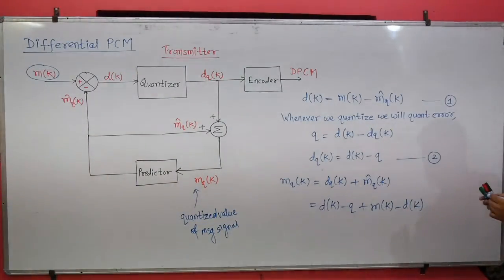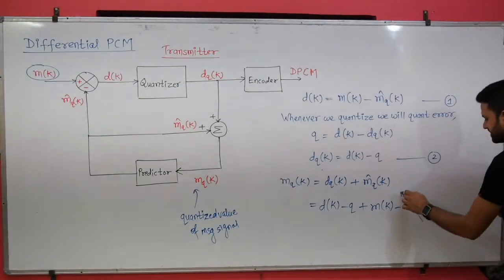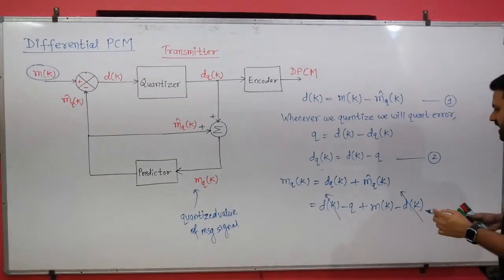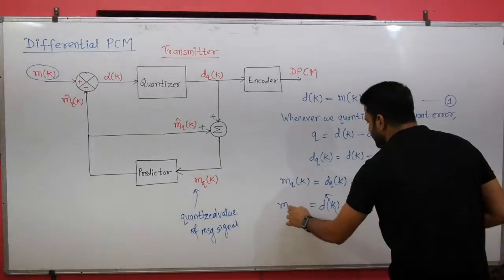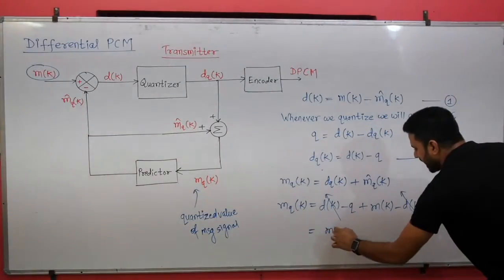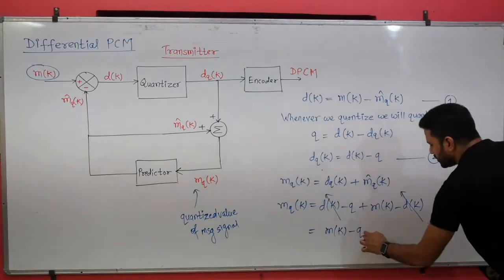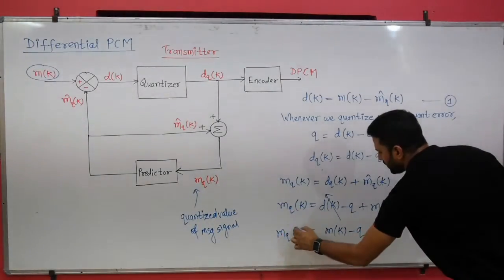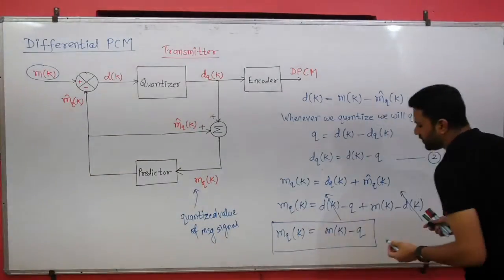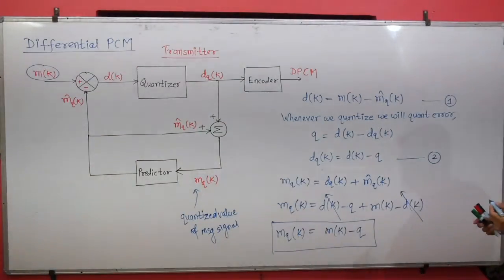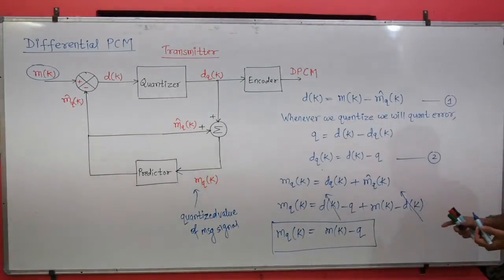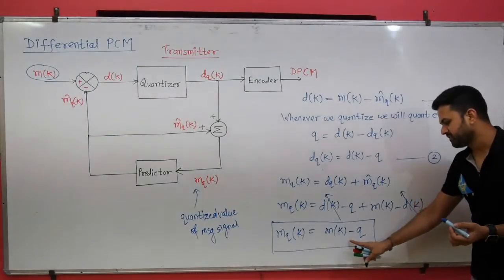If you observe this, you will find that this DK and this DK get cancelled, and what you get is MK minus Q. Now what does this equation show? It shows that the quantized version of the message signal is nothing but the message signal minus the quantization error.